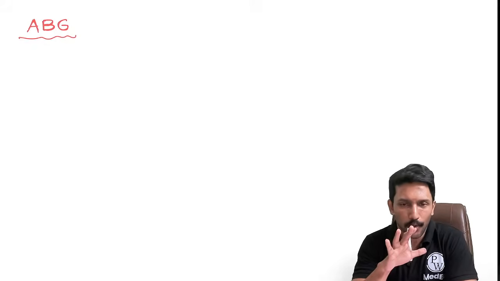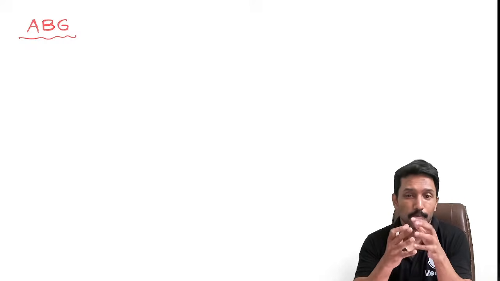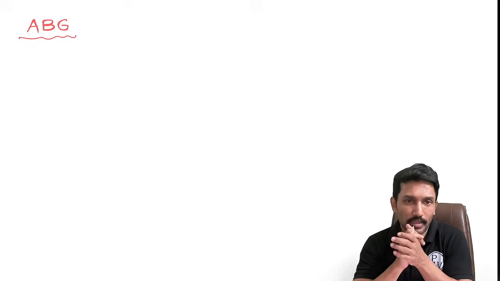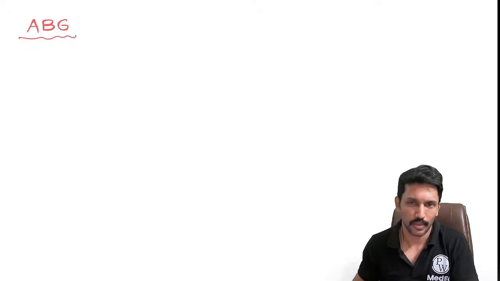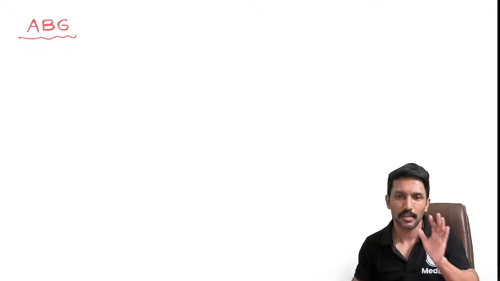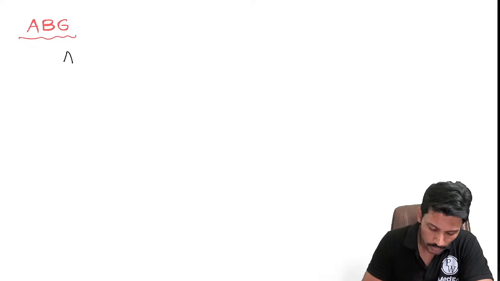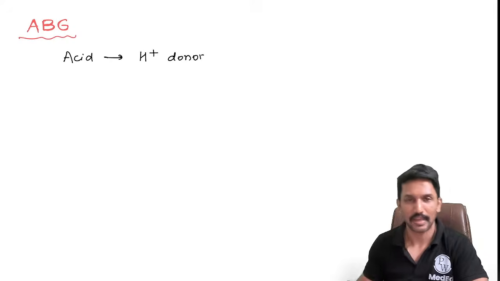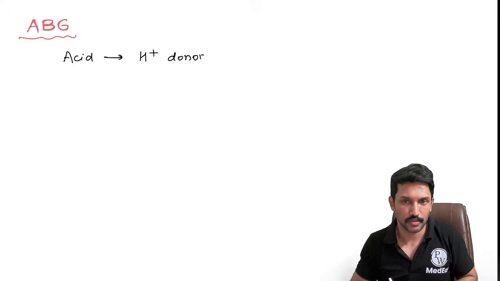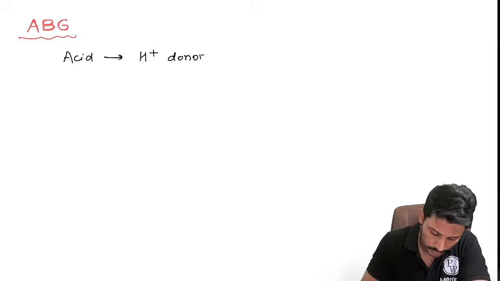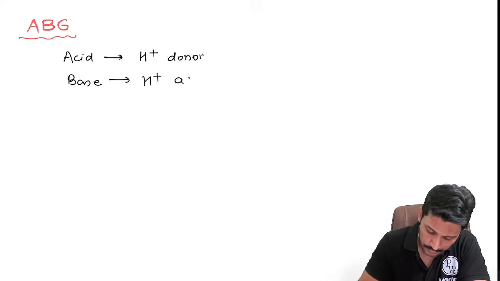So remember, in our body, we have constant production of acid. What is acid? Acid is a substance which donates H plus ions. Anything which is capable of donating an H plus ion. So what is acid? An H plus or proton donor is called an acid. And anyone who can accept an H plus is called a base. So what is a base? A base is a proton acceptor.